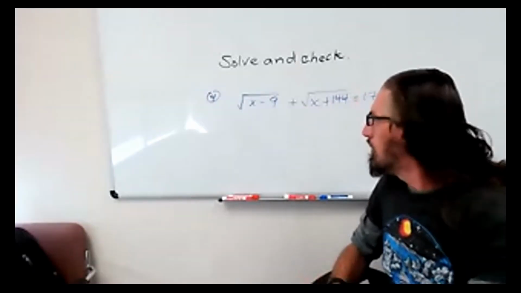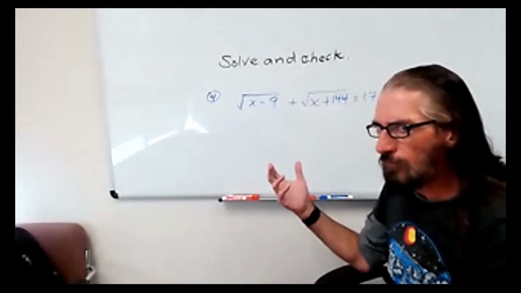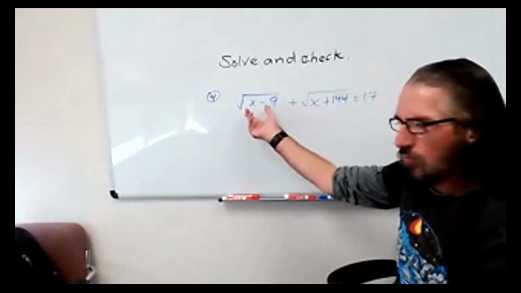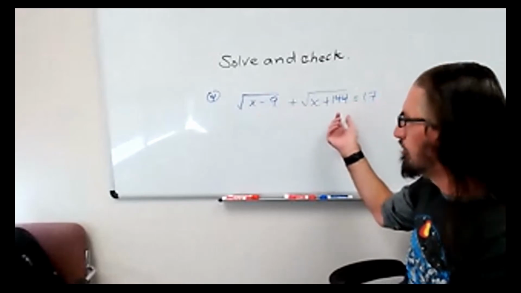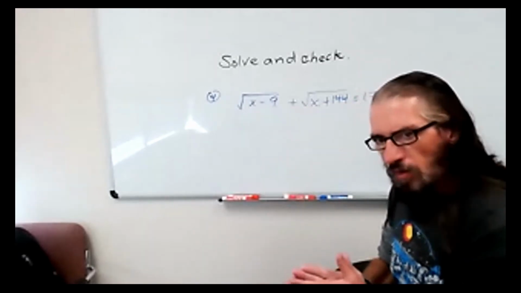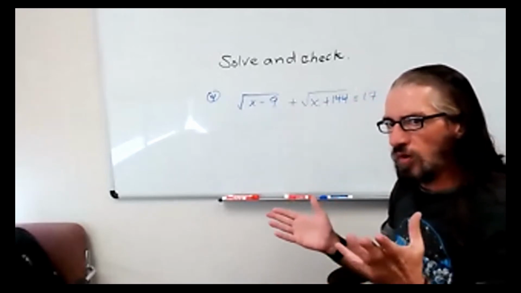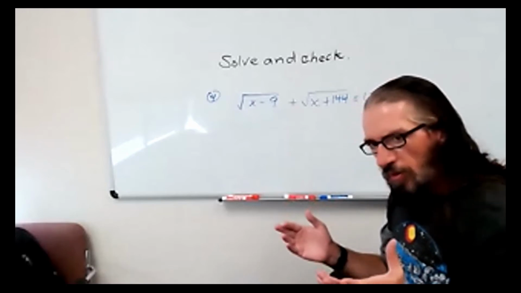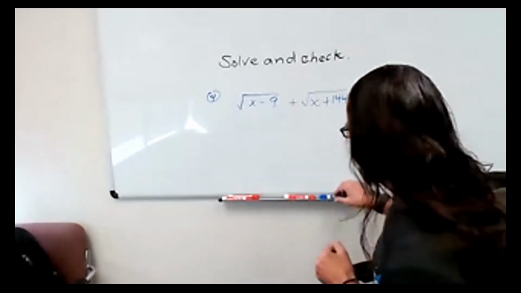We're not going to be able to isolate one of the square roots. If I move this one to the right-hand side, then it's together with a 17. Same goes for the other one. So I give up trying to isolate and jump right to squaring both sides and preparing myself to deal with something that's only temporarily going to be messy.